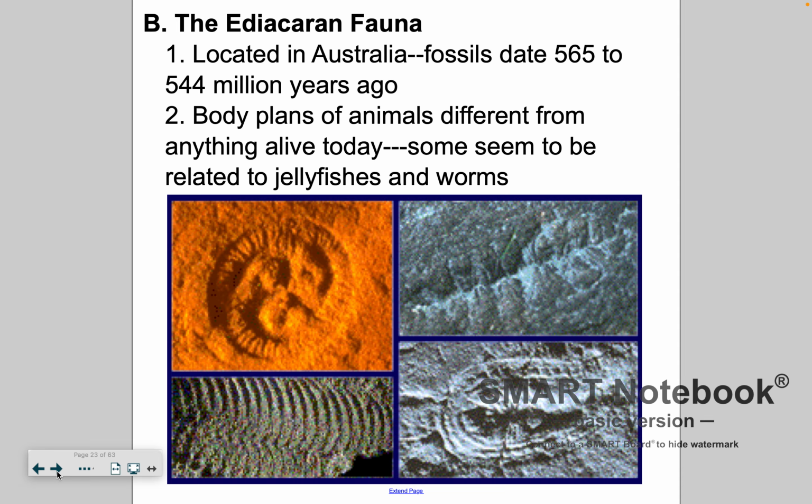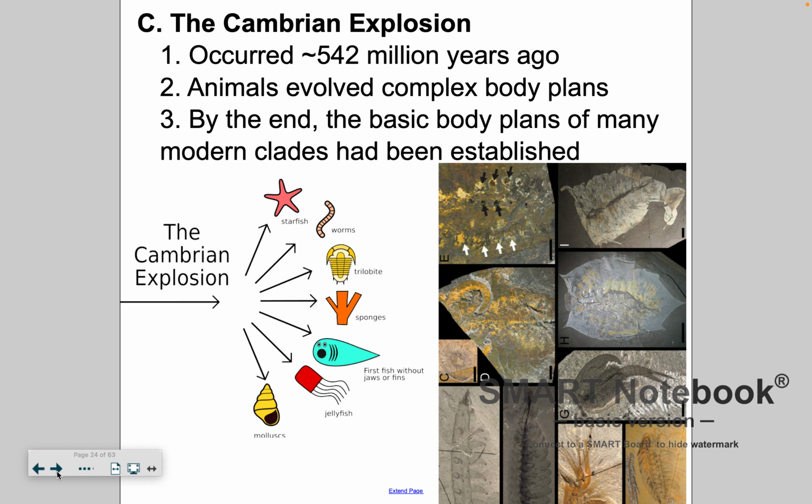It shows body plans of animals different from anything that is alive today. Very unique body plans, but we don't see them around anymore. However, when we look at them, they seem to look like jellies or worms. The Cambrian explosion occurred a couple million years after that, and this is where animals really evolved some complex body plans. These body plans are still around today.